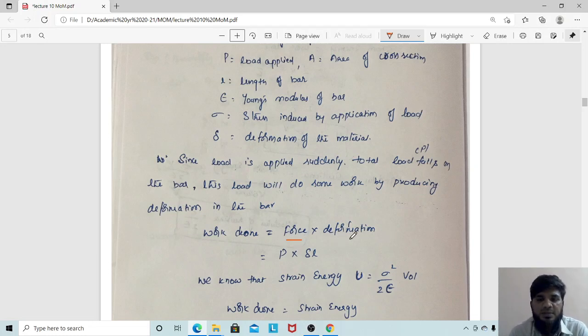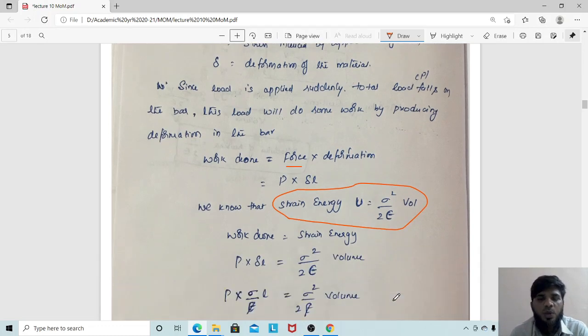Whereas deformation is nothing but the amount of distance or displacement which you are going to obtain. So this work done should be equal to strain energy. We have already obtained, with respect to gradual loads, strain energy U equal to sigma square by 2E into volume. Both the strain energy and the work should be equal. We already know that work done will be equal to strain energy, that is P into delta L is equal to sigma square by 2E into volume.